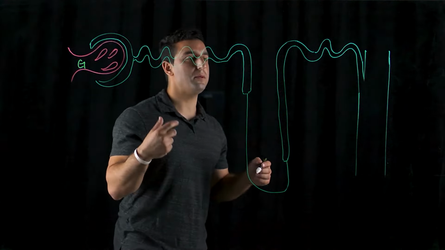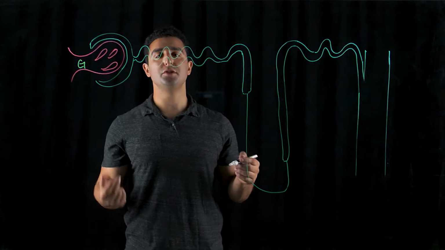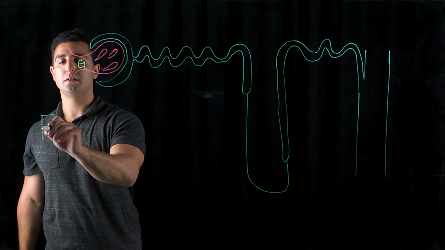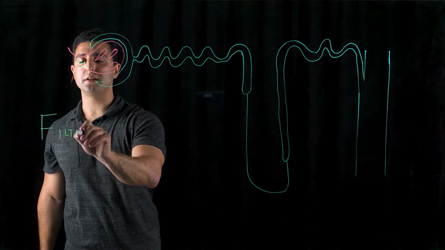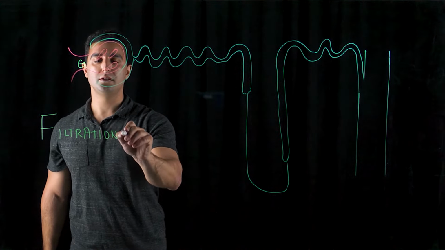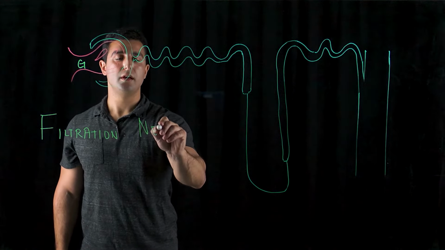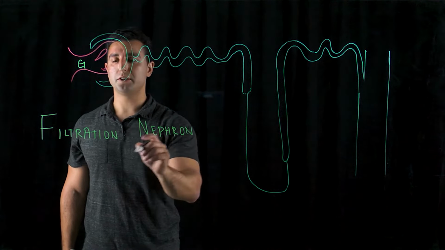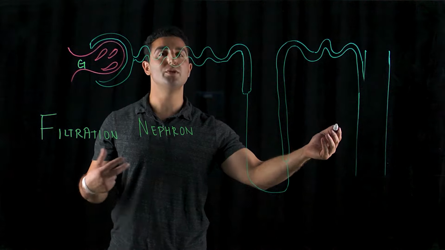So when we think about filtration, reabsorption, and secretion, think of where the material is going. When we think about filtration, the material is going specifically into the urinary system. So this is going into the nephron, as you will. When we look at reabsorption and secretion, you have to look at direction. Filtration takes it into the nephron, which eventually goes into the renal system.